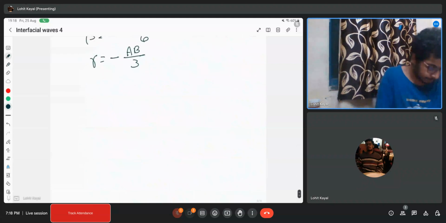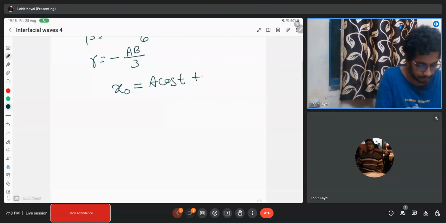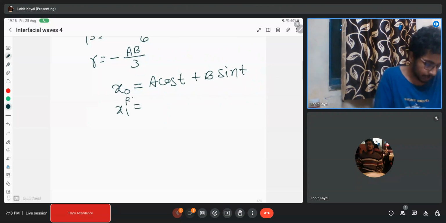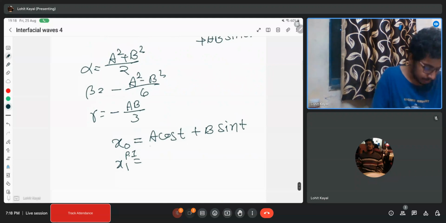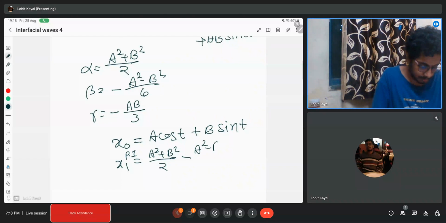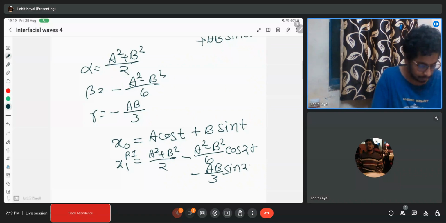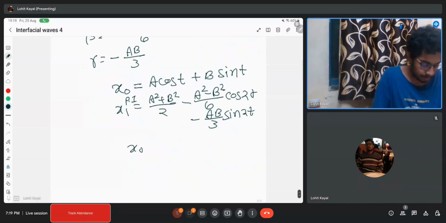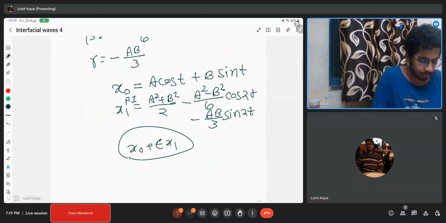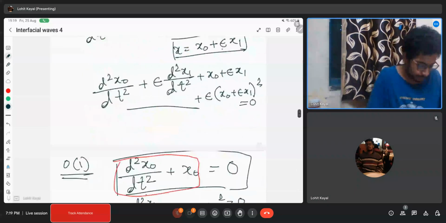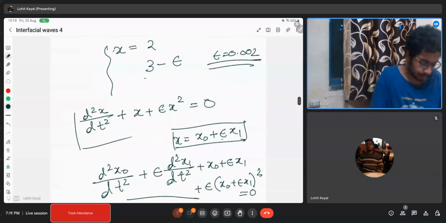So you will have x naught equal to a cos t plus b sin t, and x1 equal to, so remember this is pi only, it is (a square plus b square)/2 minus (a square minus b square)/6 cos 2t minus ab/3 sin 2t, and your entire solution is x naught plus epsilon x1. So this is your entire solution for a system like this.